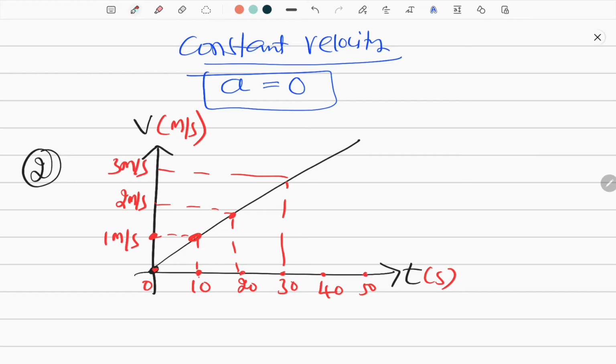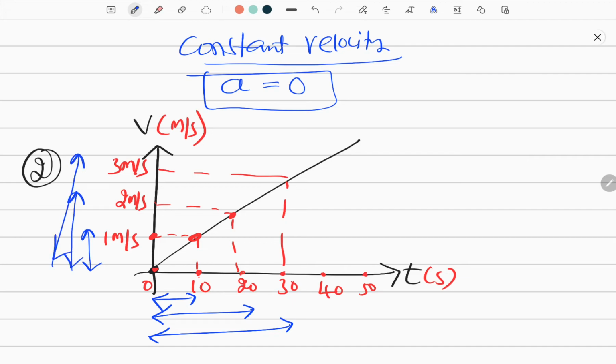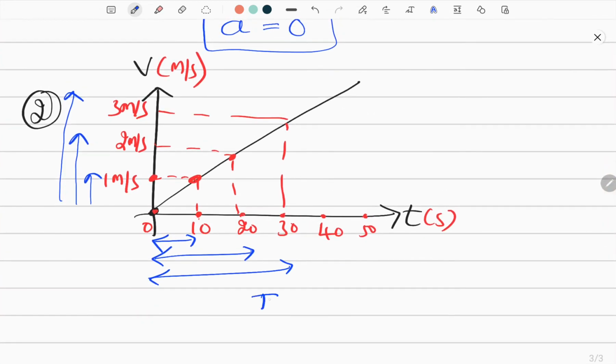All right. So for every 10 seconds, now look at this, what is happening? The velocity initially was 1, and afterwards it has become 2, and afterwards 3, right? Please observe how it is increasing, 1, then 2, then 3. Definitely the velocity is increasing. Okay, this graph represents what?